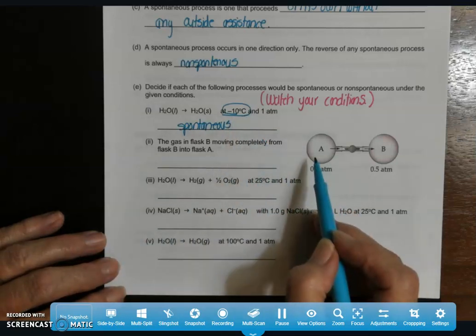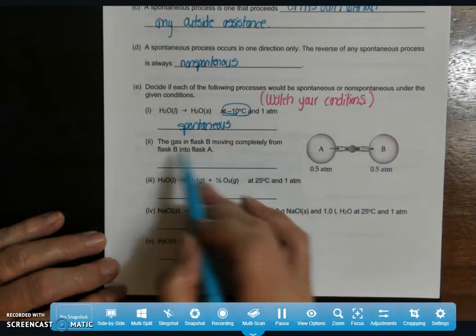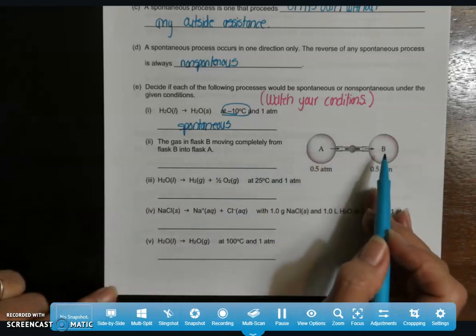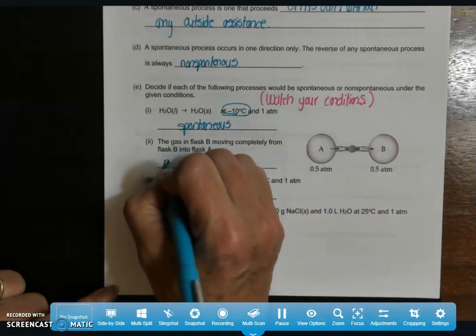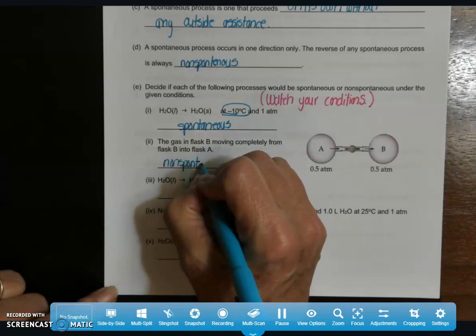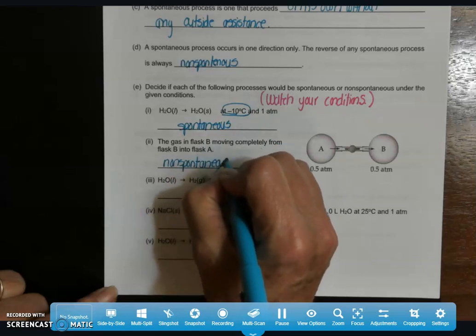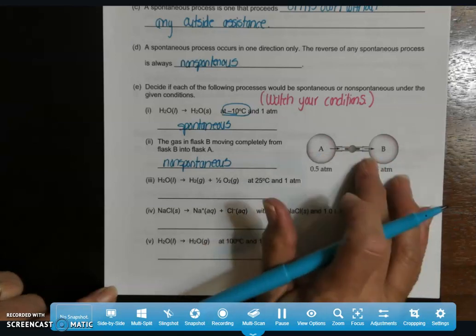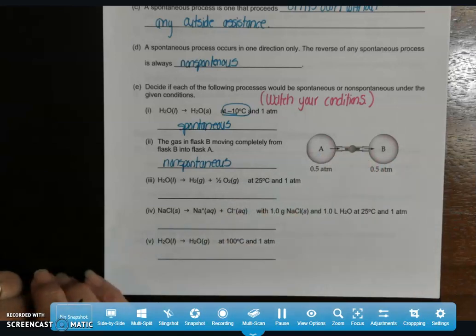What about the gas flowing, or it says here, the gas B moving completely, the whole thing, from flask B to A? That is not going to happen. Now, I am going to get some mixing of these gases, but we are not going to exchange places. Statistically, that is just not going to happen, so therefore it's non-spontaneous.